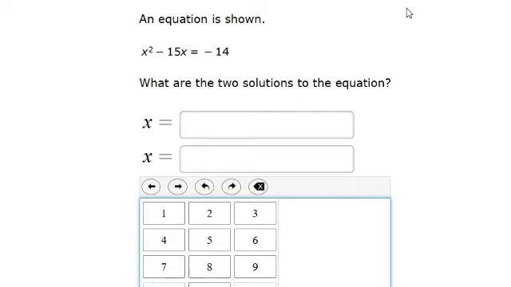14 and 1. 14. So what are the factors? 7 and 2. What type of factors are you looking for? Factors that add up to 15. Negative 15. So you start from the smallest number. Negative 14 and negative 1. Okay, and then what do you do?